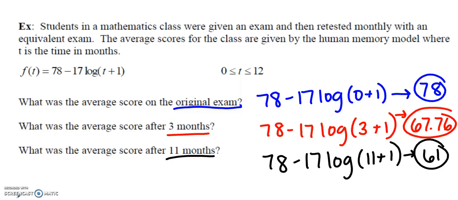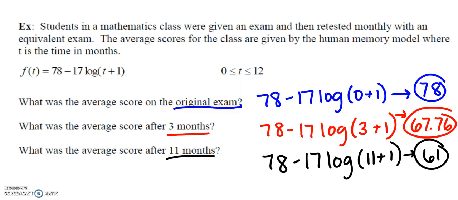All right, so average score originally was a 78, and then when they were tested again after 3 months, it dropped to a 67, and then after again 11 months, it dropped to a 61. So if we think about that log graph, in this human memory model, it's showing us that over time, humans, well, forget. So this is our intro into our application problems.